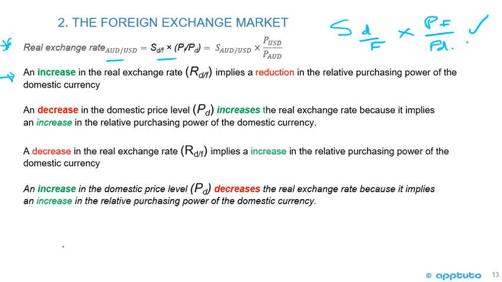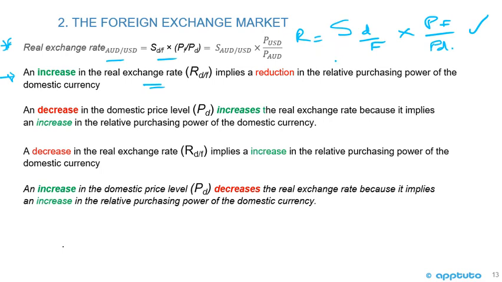And I'm thinking, what's happening to my numerator? What's happening to my denominator? And then I'm going to work through it. So you're going to see how that works here. So you can see an increase in the real exchange rate. So the real exchange rate equals this, okay, spot times the price of the foreign.